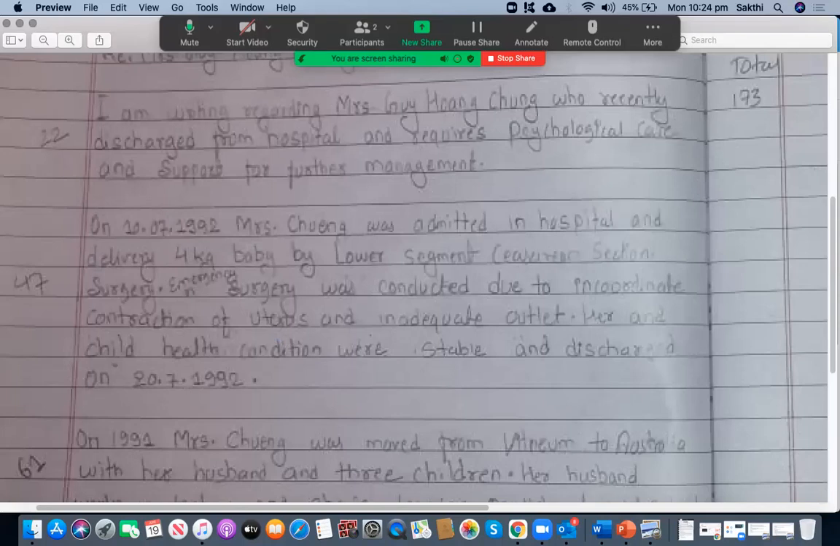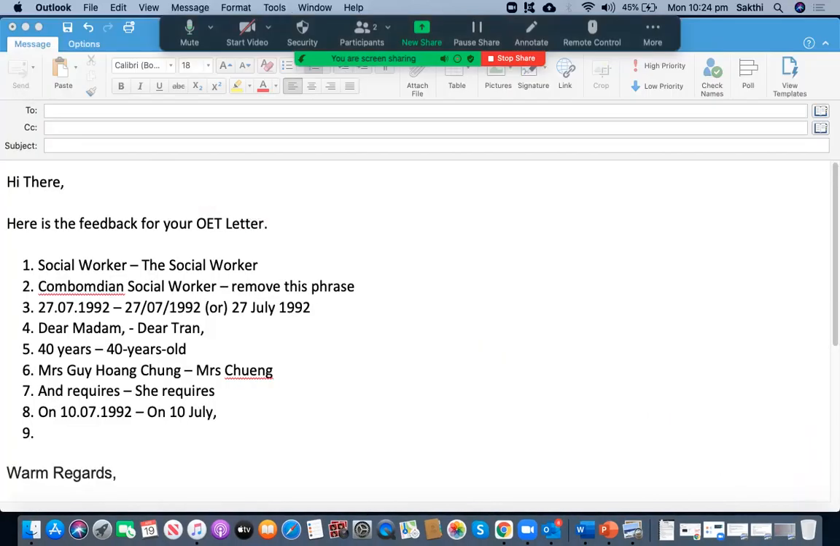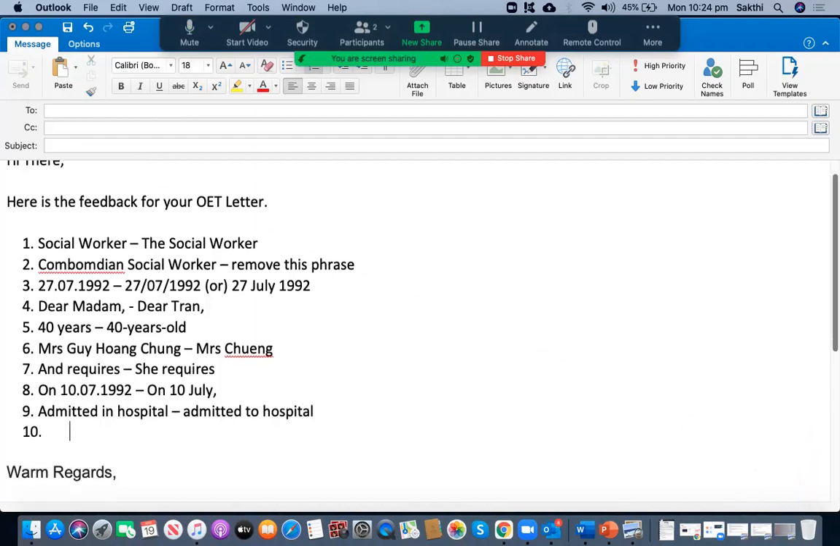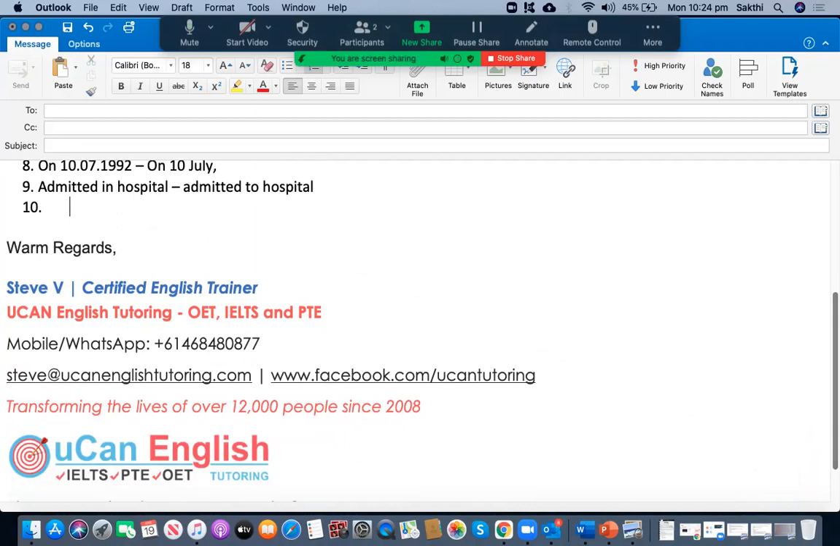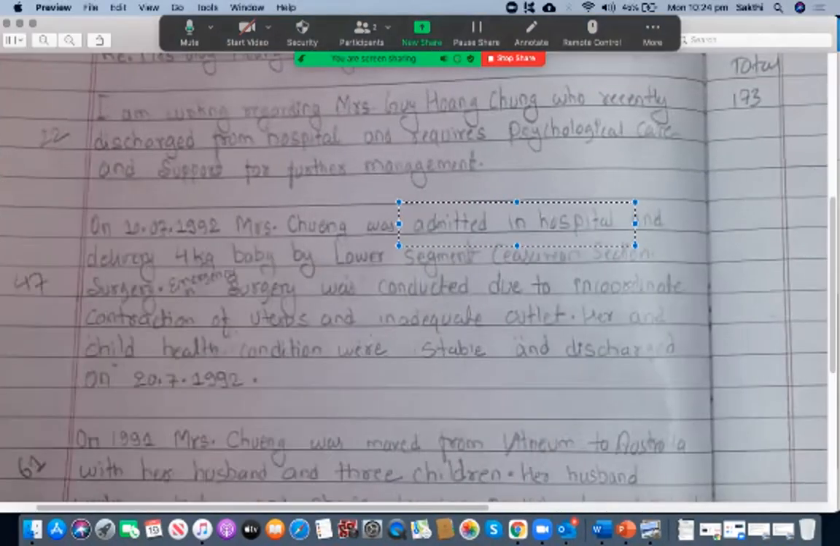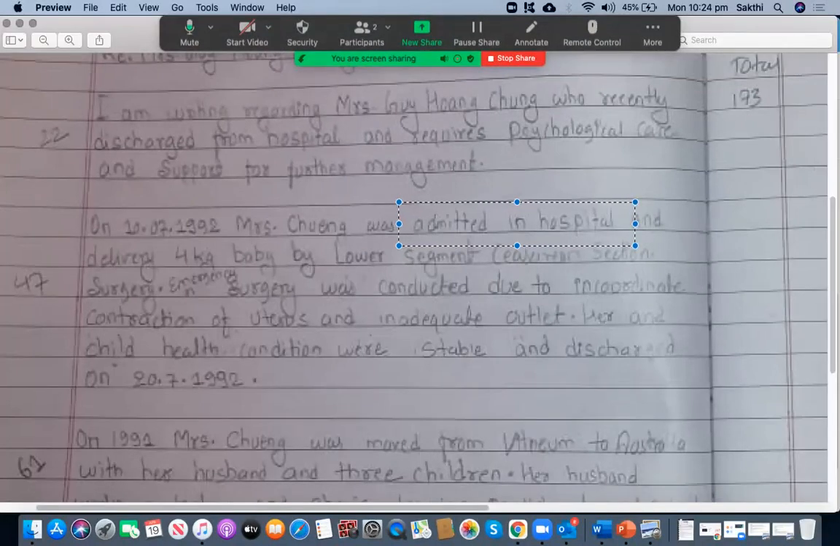Mrs. Chueng was admitted to hospital. It's not admitted in hospital, but admitted to hospital. Admitted in hospital, that's wrong. Admitted always goes with the "to". Admitted to hospital and delivery.